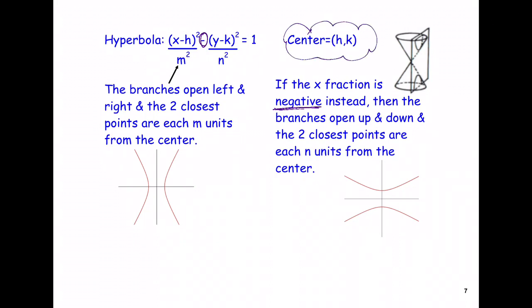If it opens left to right, you are going to look at what is underneath the x to determine how many units from the center the two closest points are. If your hyperbola opens up and down, you are going to look at what is underneath the y, or the n squared, to determine how far your 2 points are from the center.